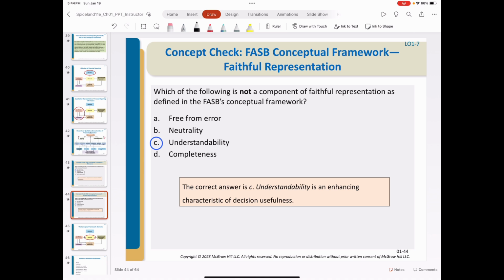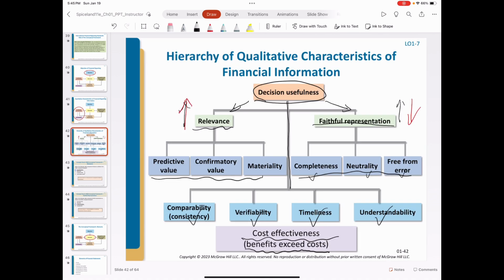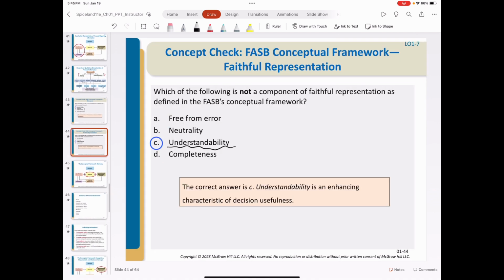Next, which one is not a component of faithful representation? The answer is understandability. Understandability is neither a component of faithful representation nor of relevance. It is an enhancing quality of useful information. Okay.